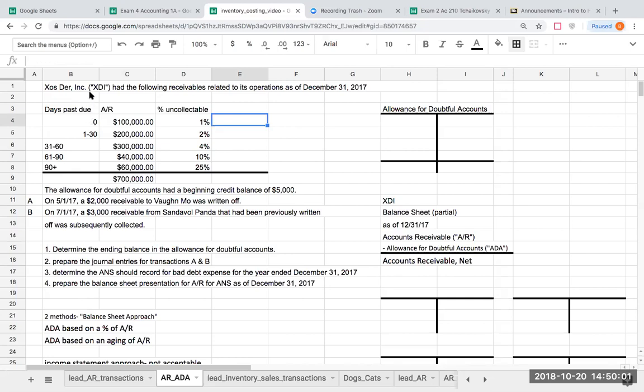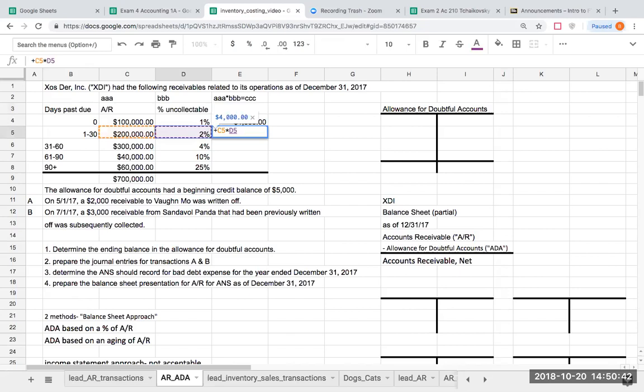So XDI had the following breakdown. They had $700,000 of receivables broken down into these different categories. And what we see here is management's estimate of the percentage they believe will be uncollectible. So to come up with our ending balance in the allowance for doubtful accounts, we're going to take the amount of accounts receivable and multiply that by the percentage uncollectible.